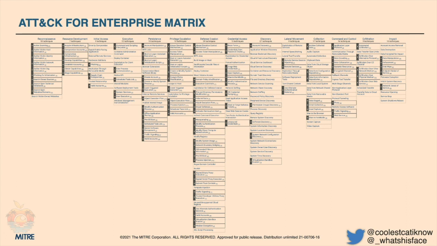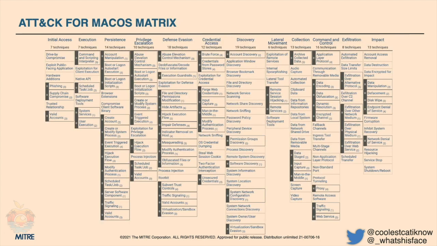So if you've seen ATT&CK, this eye chart is probably the shape that you've seen before. Looks like an Excel spreadsheet. This is the ATT&CK for Enterprise matrix, covering Windows, Linux, Mac, cloud, containers, network devices, all sorts of stuff mashed together. But what we're really interested in today is ATT&CK for macOS.